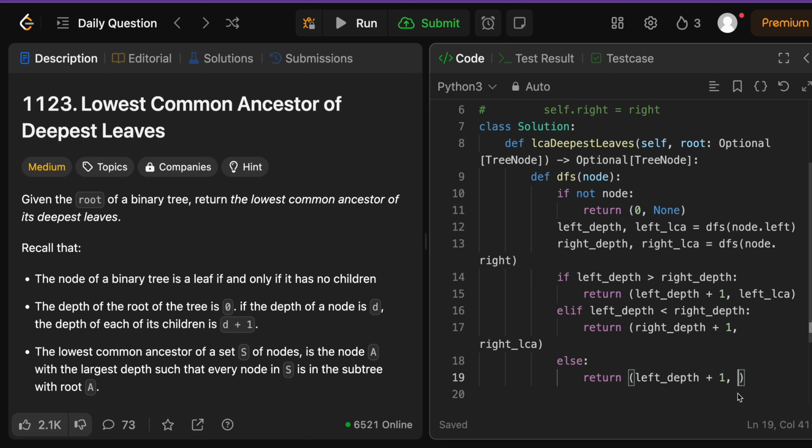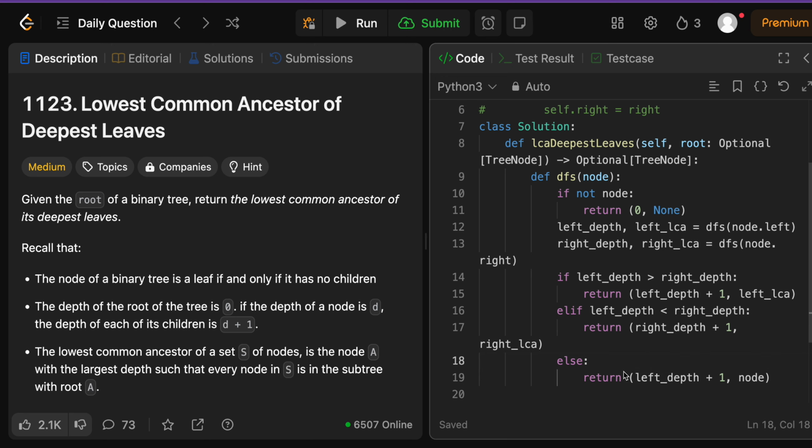And of course, along with the depth, we're also going to return the node itself. That means that both left and right subtrees have the same depth. The node would be the LCA of the leaves. When I say the node, I mean this specific node that we're currently visiting, the node parameter in this call of the method. That means this specific node is going to be the LCA of the deepest leaves if the left and right subtrees have the same length, or depth rather.